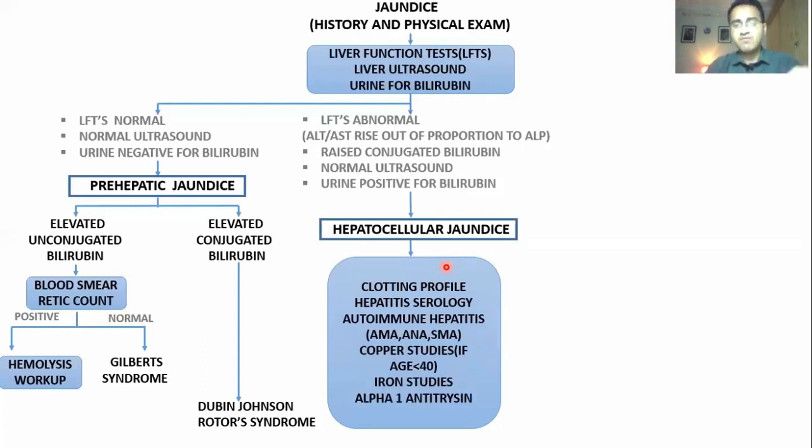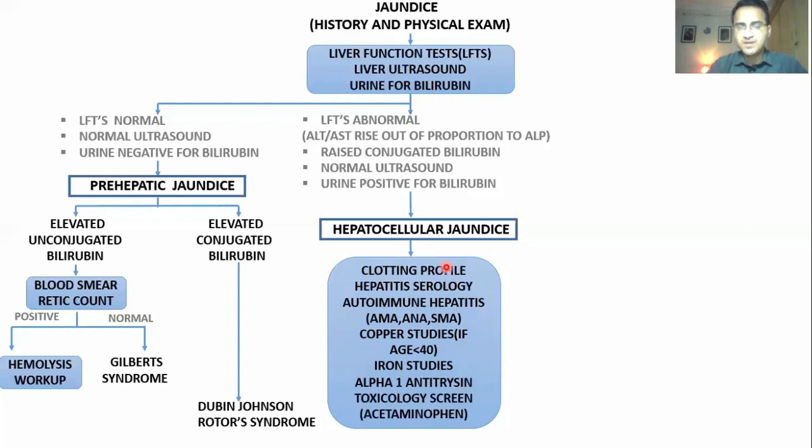You can go for alpha-1 antitrypsin deficiency. If the patient is also having symptoms in lungs like emphysema and is also having hepatitis, go for alpha-1 antitrypsin deficiency. You can also go for toxicology screen if there is a history of ingestion of acetaminophen.